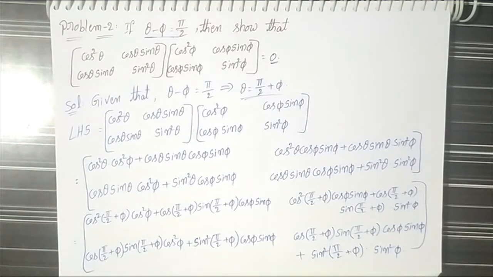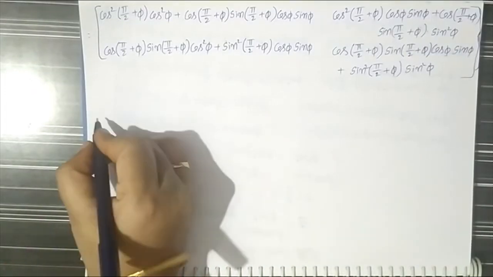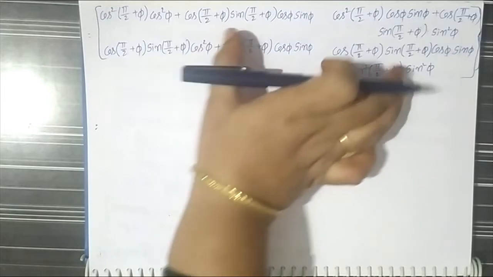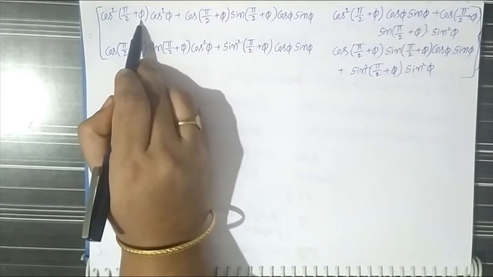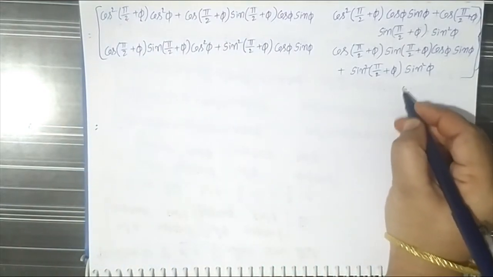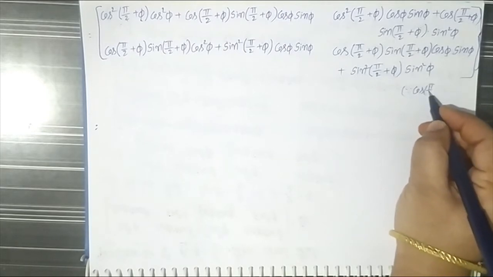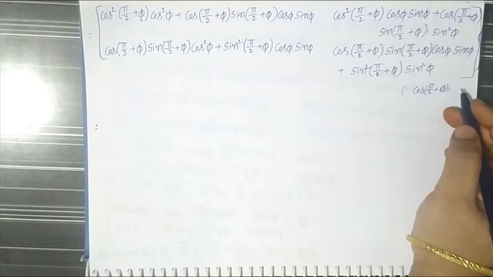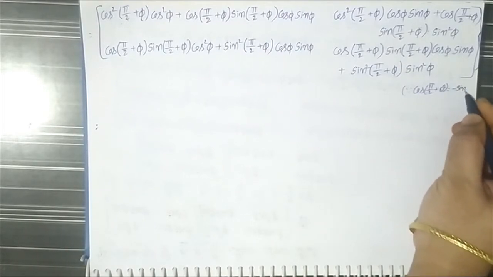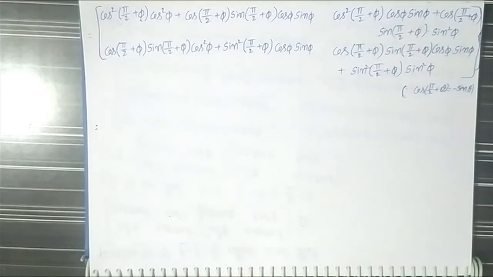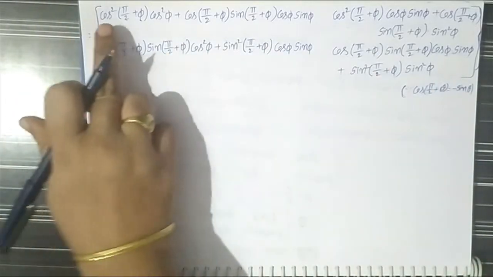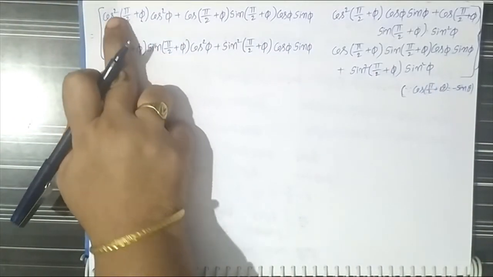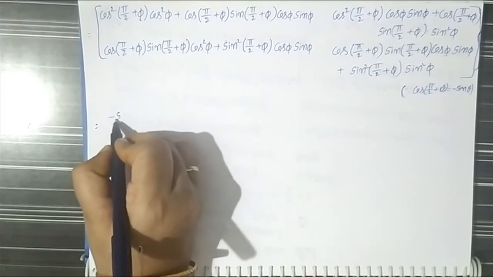Next, the calculation part. Here we have cos square of (pi by 2 plus phi). We know cos of (pi by 2 plus theta), that is cos of 90 plus theta, is minus sin theta. This is one of the formulas in trigonometry. Here theta means phi, so cos of (pi by 2 plus phi) is minus sin phi. Minus sin phi whole square.